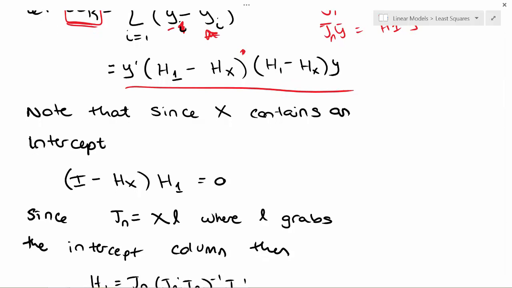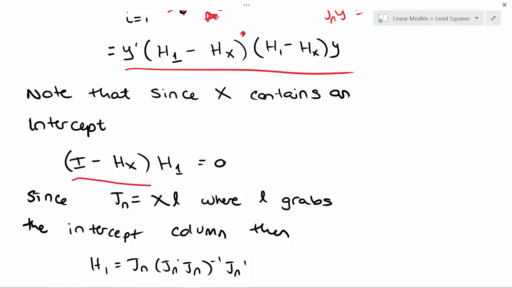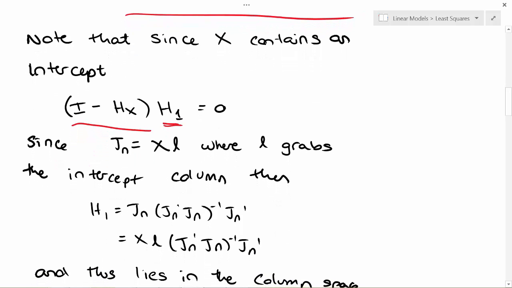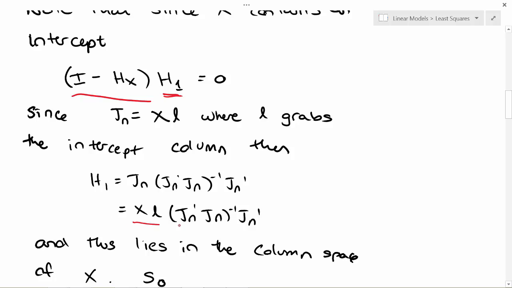So note, since X contains an intercept, and we've done this before, if I take I minus the hat matrix with the X variable, the intercept is a linear combination of the columns of X. In other words, just a linear combination where I grab the relevant intercept column. So then H1 is itself a linear combination of the columns of X. So we found that this is equal to 0 whenever this matrix on the right is a linear combination of the columns of X.